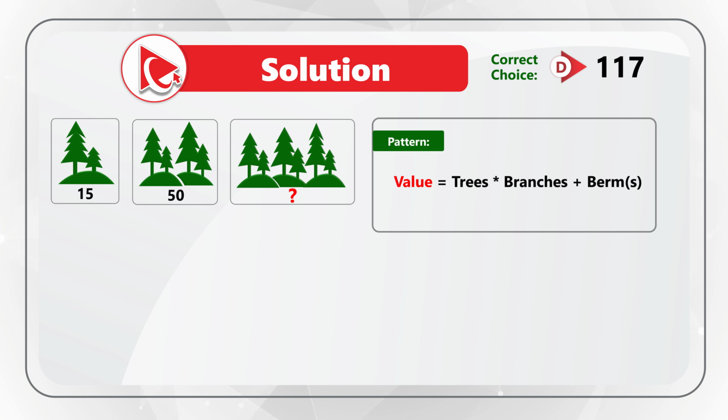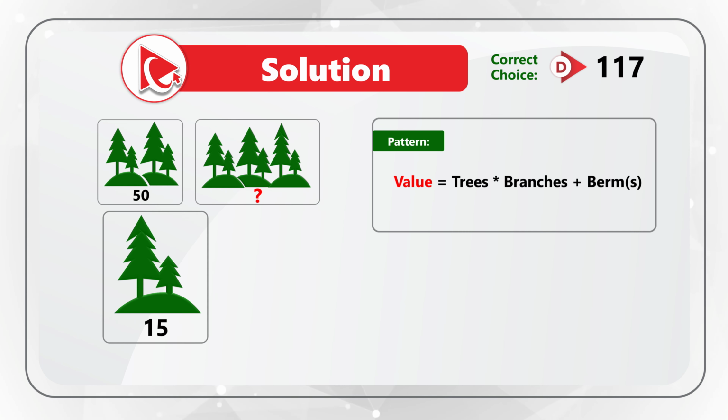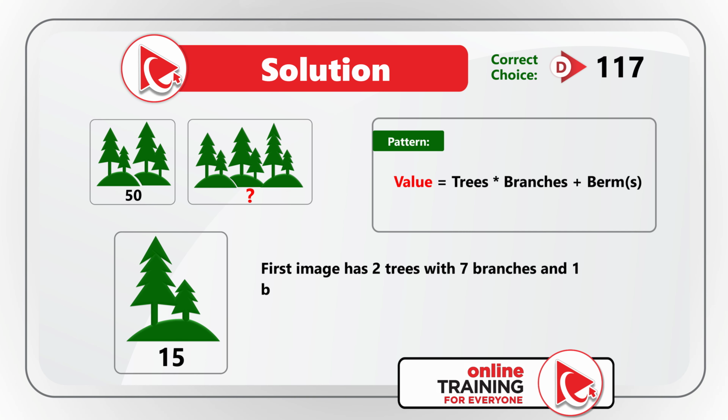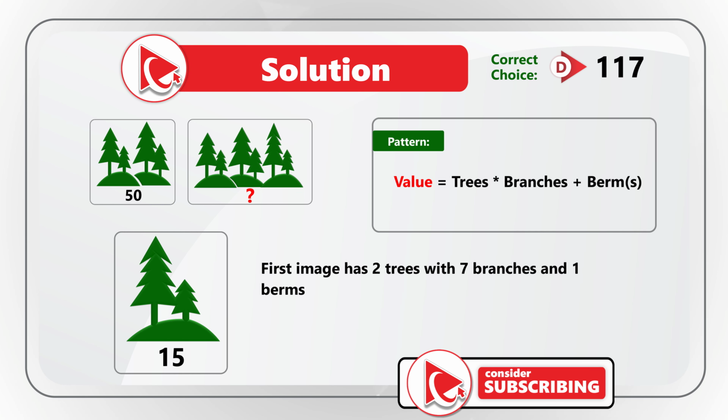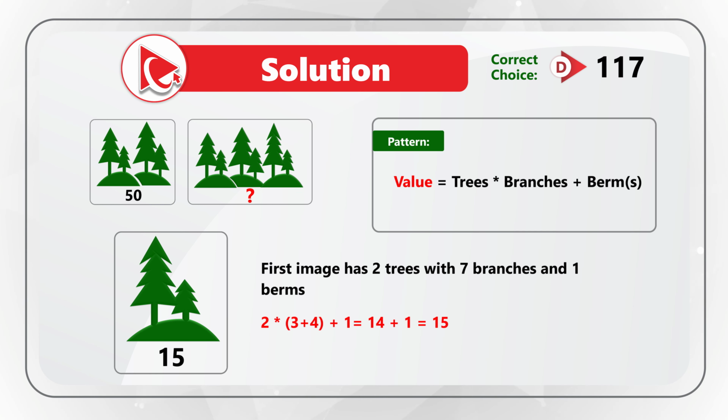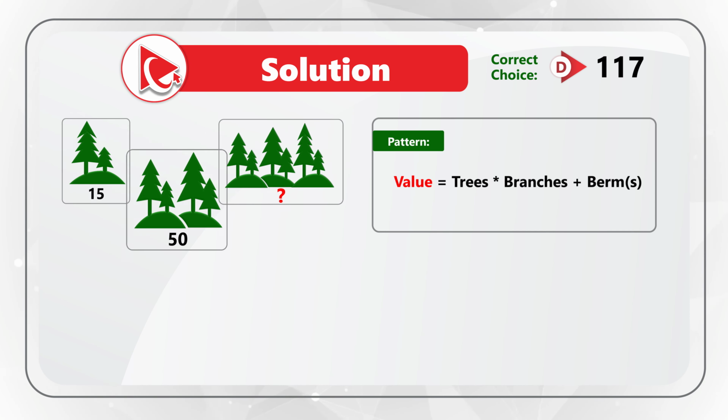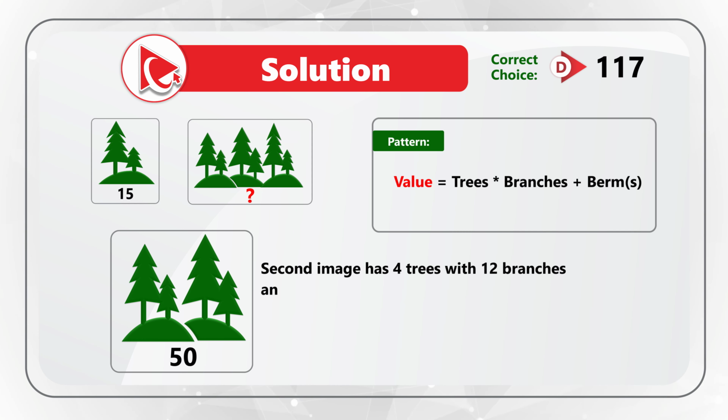Let's look closely at each one of the images. First image has 2 trees with 7 branches and 1 berm, and the calculation would be 2 multiplied by, in parentheses, 3 plus 4, plus 1, which is the equivalent of 14 plus 1 equals 15. Second image has 4 trees with 12 branches and 2 berms, and the calculation will be 4 multiplied by, in parentheses, 3 plus 3 plus 3 plus 2, and then you add 2 to the calculated value. The end result of this calculation for image 2 will be 50.